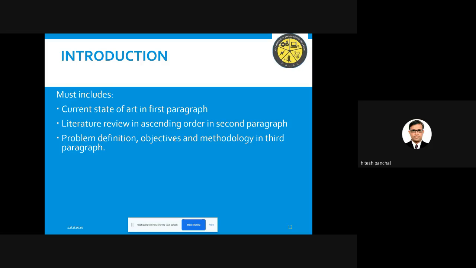Objectives must be a minimum of 2. You cannot have only one objective in a paper. Your objectives must be a minimum of 2. You can also have 3. 3 is the maximum, but 2 should be the minimum. And you can also put the methodology in the third paragraph: the problem definition, the objectives, and the methodology which you have followed. All those things you must put in the introduction section.